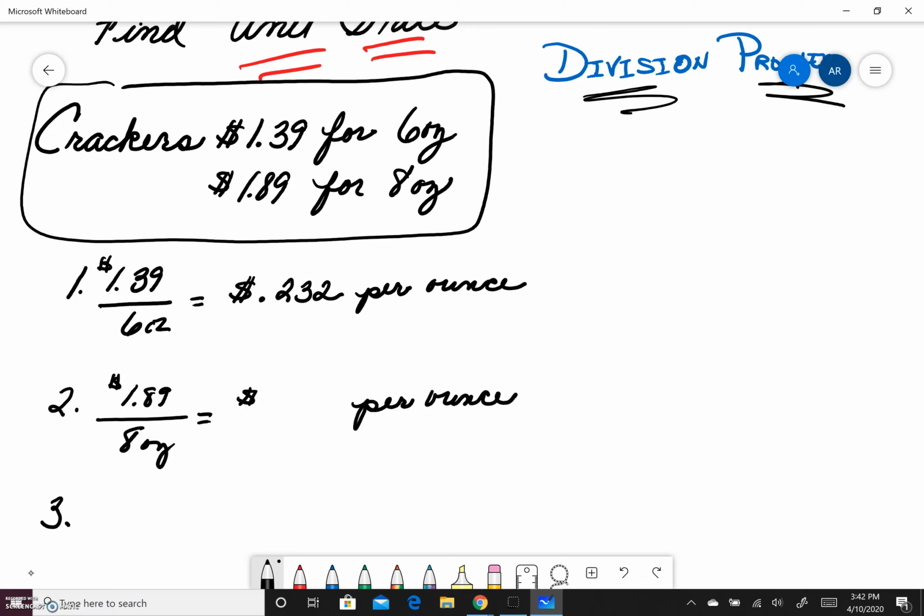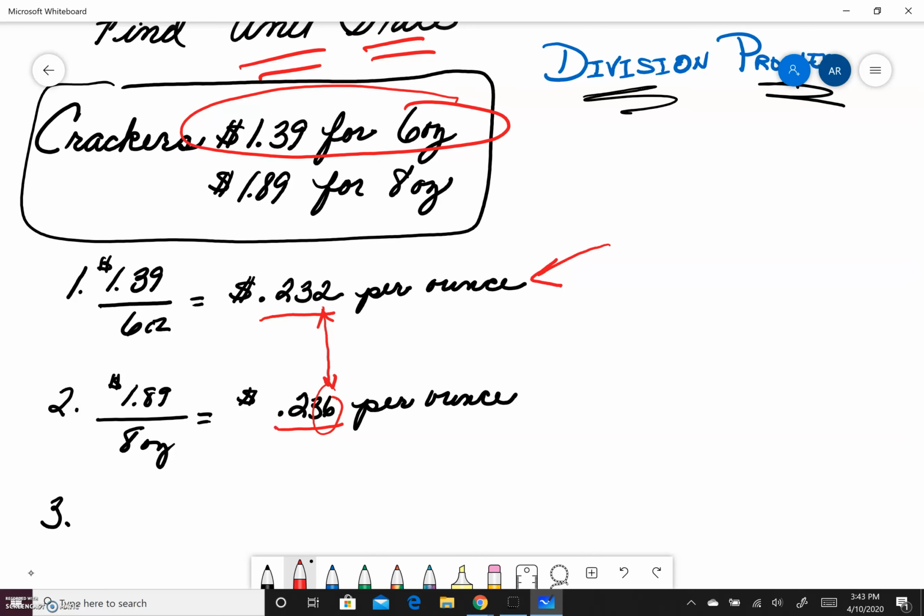Now the third part of the question would ask you to compare these numbers and see what would be the best bang for your buck, meaning getting more for less. If you look at it, the first number is only $0.232 per ounce, and this one's $0.236 per ounce. We can see with these last digits, this one is higher. So the $1.39 for 6 ounces is your better buy. So we would say that this one answers number 3. That's your better buy.